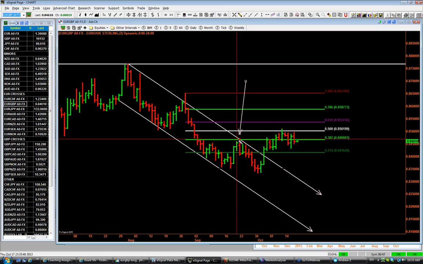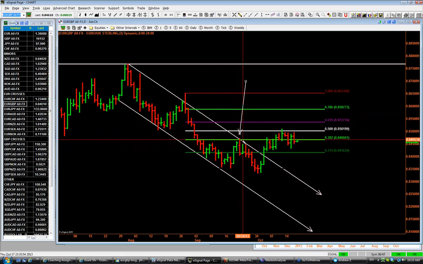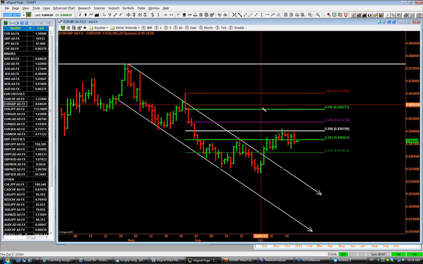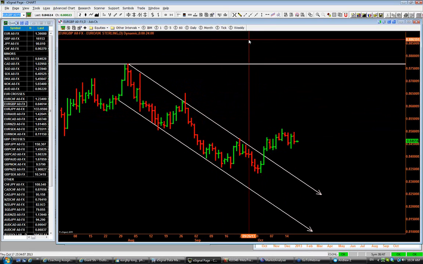I call this an intersection: the Fibonacci 38.2, and also touching the top line of the downtrend. So that's how I normally use the Fibonacci. You can give me the 50, correct. That's a 50.